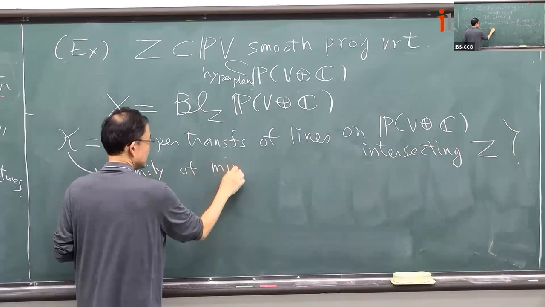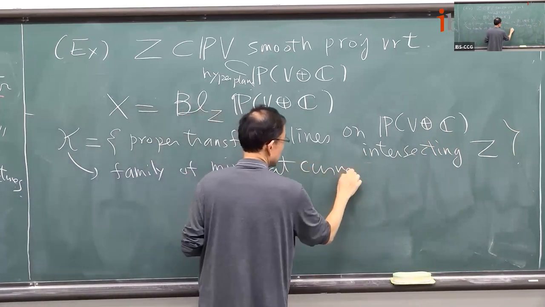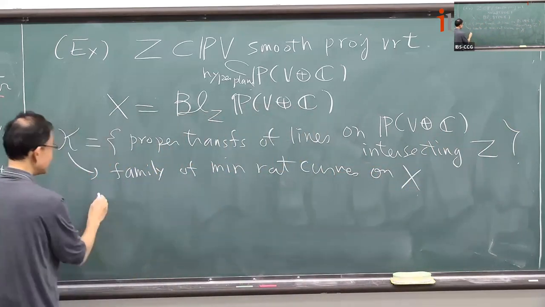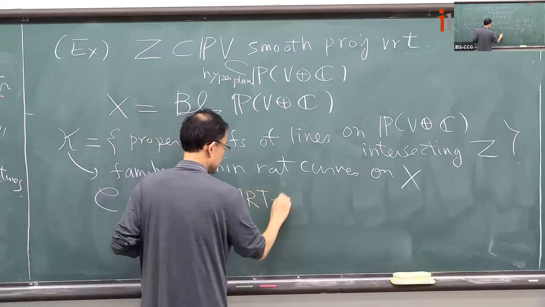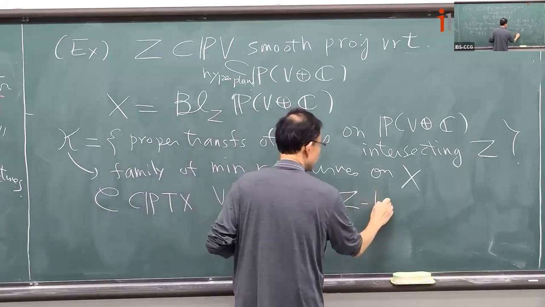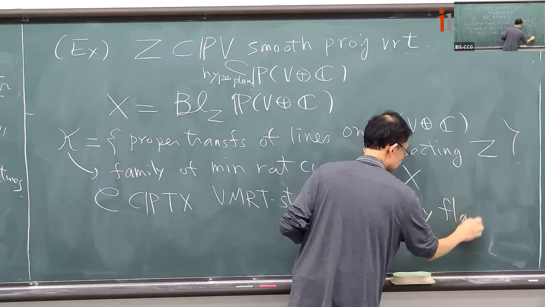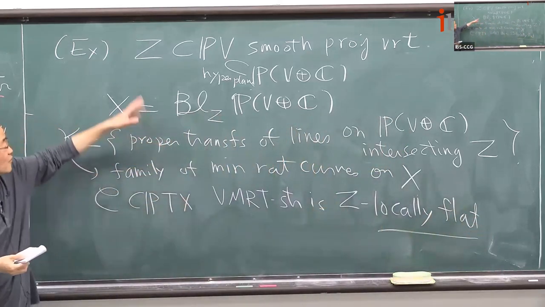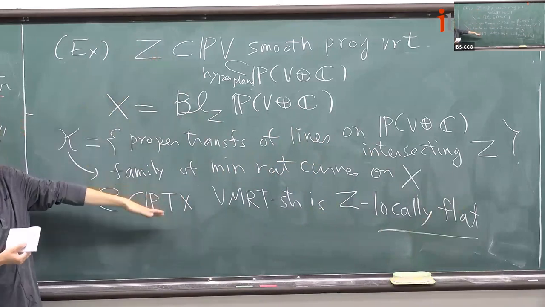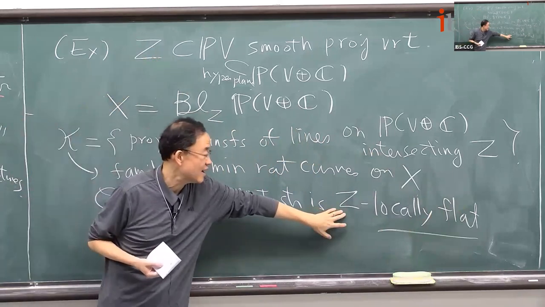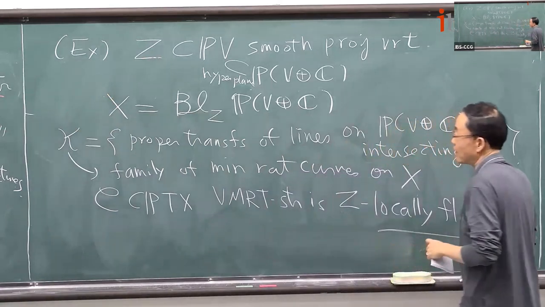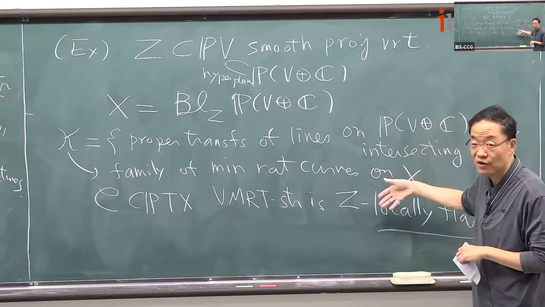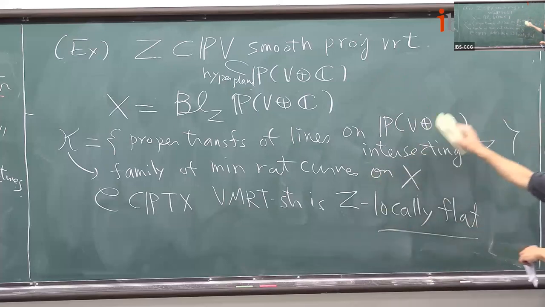Then this becomes a family of minimal rational curves on X. And the VMRT structure is locally flat. So for any smooth projective variety, you can define a VMRT structure, which is isotrivial, and is in fact locally flat. So there are lots of examples. It's sort of analogous to flat cone structure. So this is a flat example among VMRT structures.